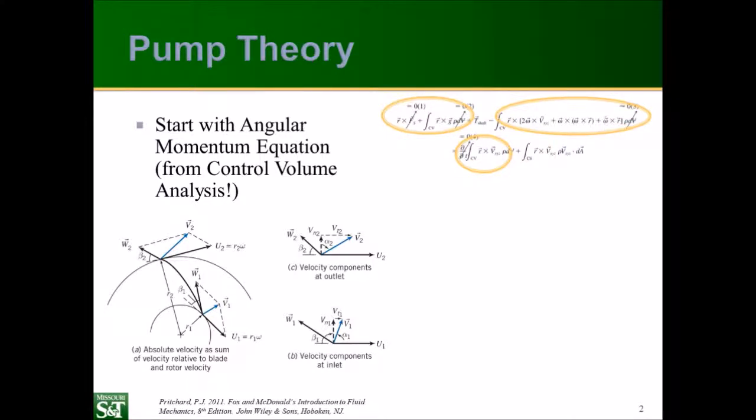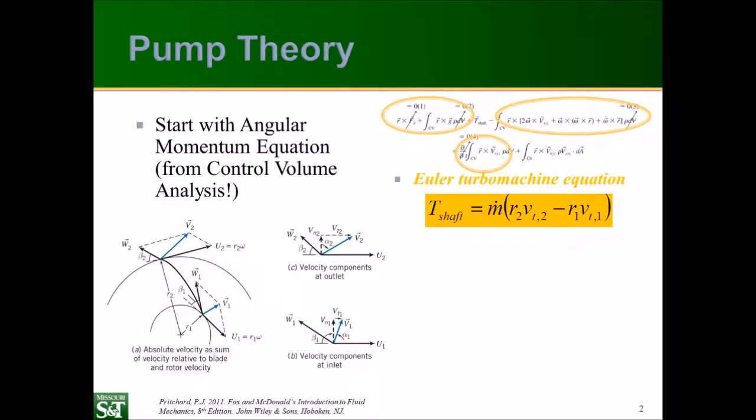Now the front and back of the pump are walls, so the flow rate through those is 0 and the surface integral is 0. And that leaves us with two surfaces to account for. One is the inner surface of the rotor and one is the outer surface of the rotor. And we need to address both of those. And when we do that, we arrive at Euler's turbomachine equation, which relates the shaft torque that has to be applied to the pump to the mass flow rate and the inlet condition and the exit condition.